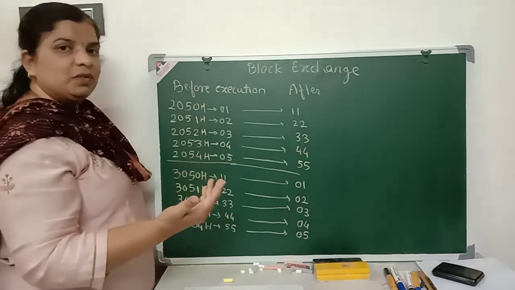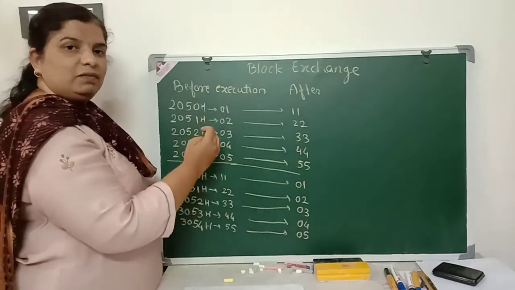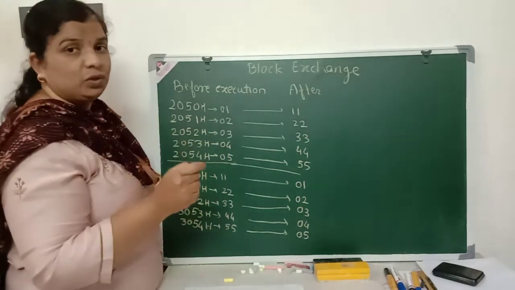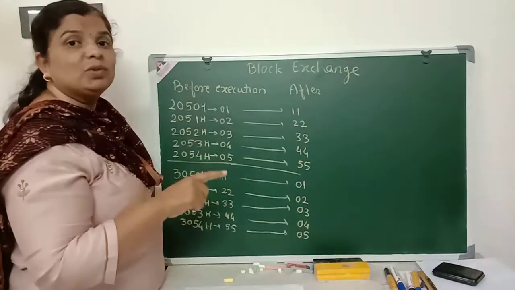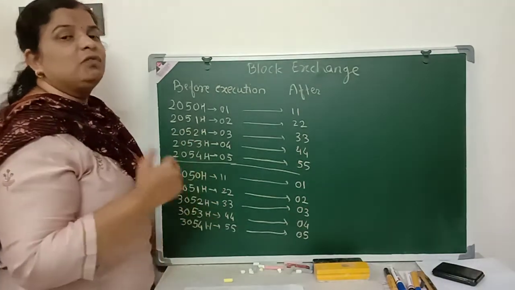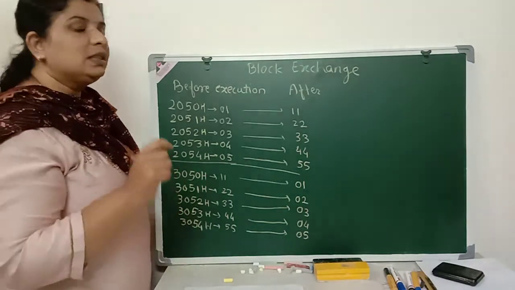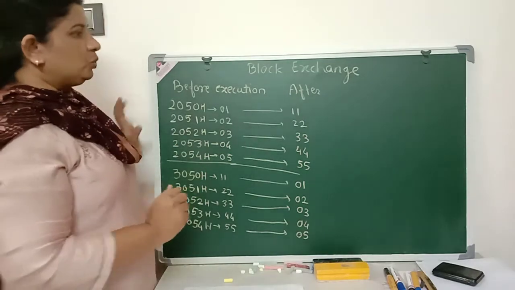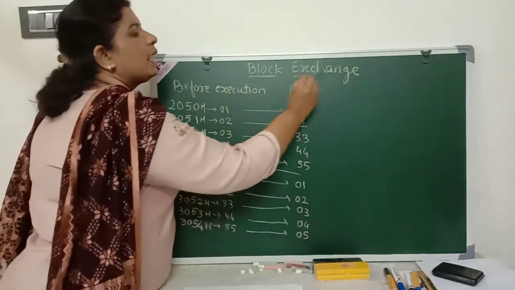In that case, we shifted one number to the other location. Then we decremented the count. How many numbers do you have to shift? You have to set the counter for that. So if you want to shift 10 numbers, we have to set the counter for 10 numbers. If we have to shift 5 numbers, we have to set the counter to 5. Likewise, we have seen the program for block transfer. Now today we are going to see the program for block exchange.